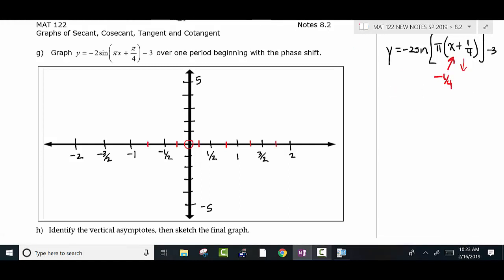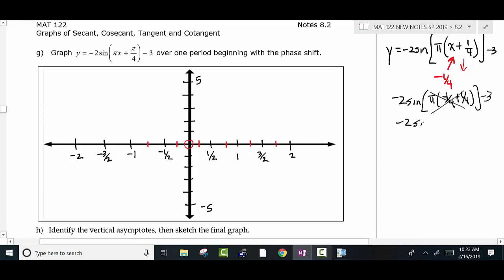So if I plug that in, I'd have negative 2 sine of pi times negative 1/4 plus 1/4 minus 3. Okay, that whole thing would give you 0. So you'd have negative 2 sine 0 minus 3. Sine of 0 is 0. So you'd have negative 2 times 0 minus 3 is negative 3. So if you're not sure about where that point is, just plug it in and see what happens.